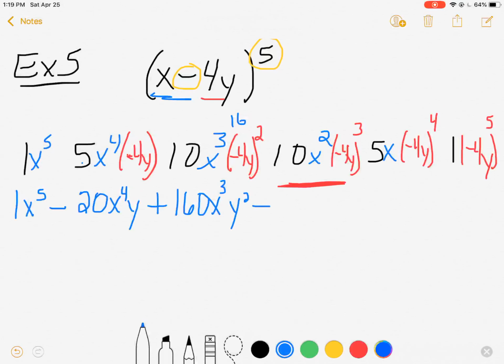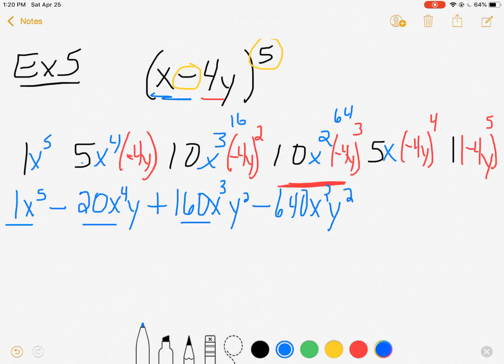I know my next term will have a minus sign because it goes positive, positive, negative, positive. This next one should be negative. Negative 4 raised to the third is negative, so that's why this term is going to be a minus in front of it. And then that's 64. So 10 times 64 is 640. I have x being squared and y being squared.